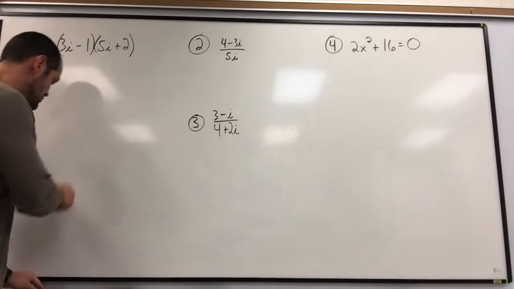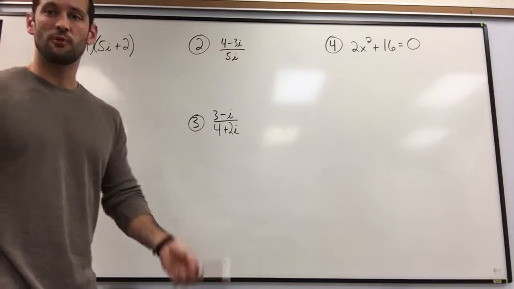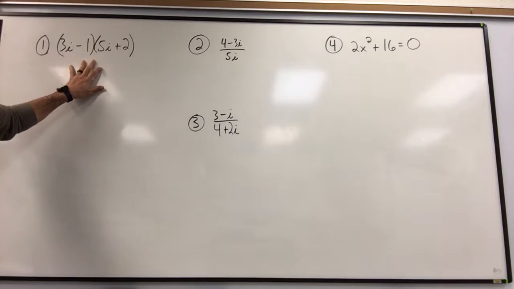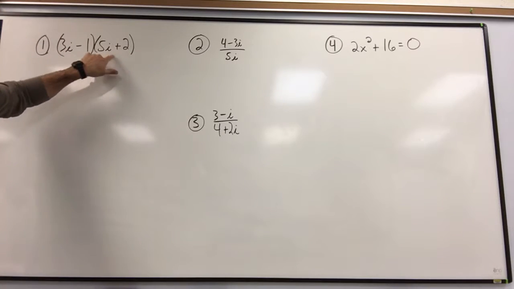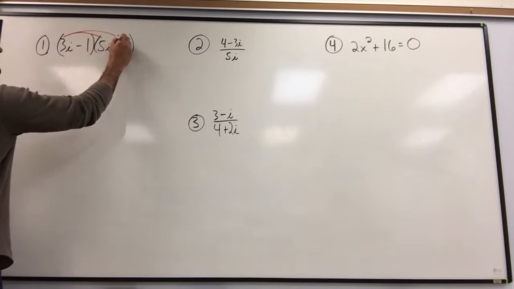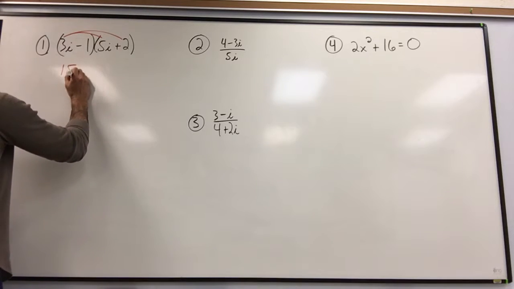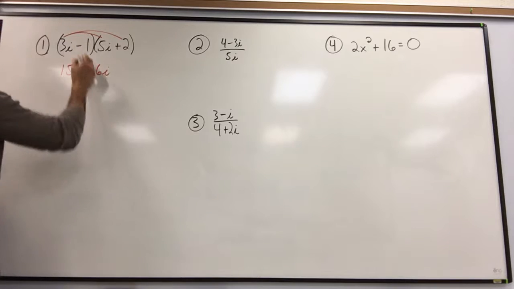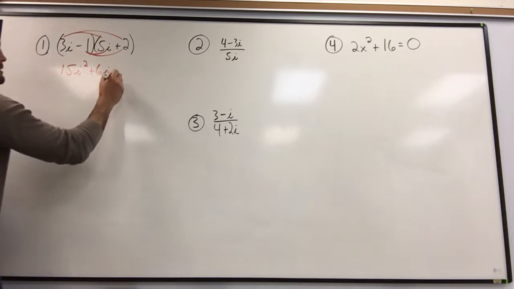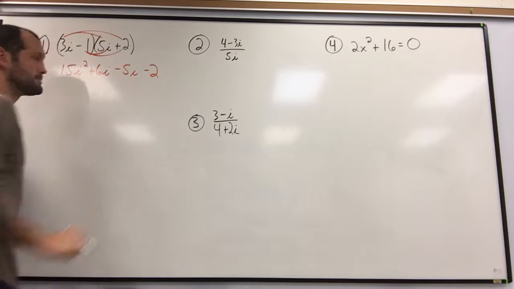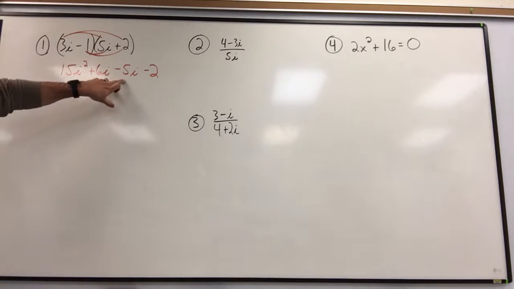Now, if you remember, your teacher may have referred to this as foiling or distribution, but essentially for number one, we're just going to make sure that the 3i gets multiplied by the entire binomial and a -1 gets multiplied by the entire binomial. So let's do that. We end up getting a 15i squared plus 6i, and then I distribute the -1 to both. Minus 5i minus 2.